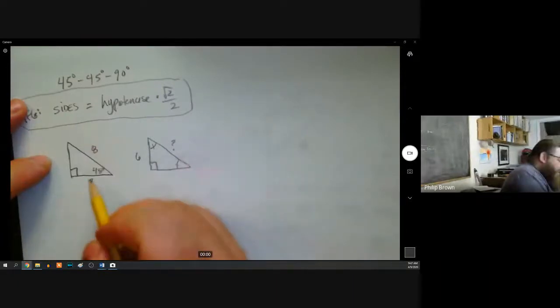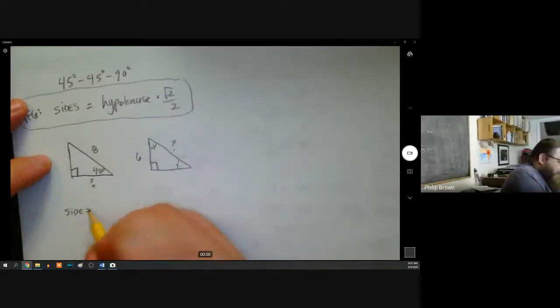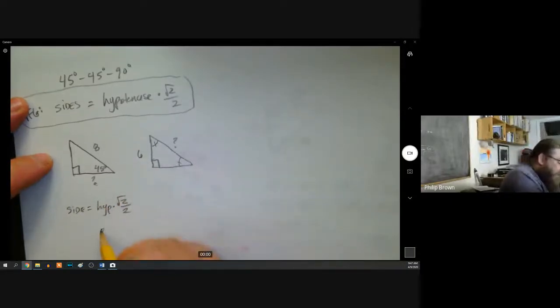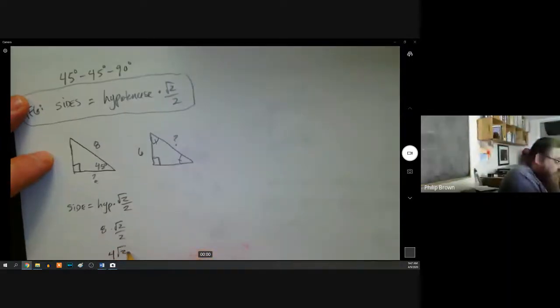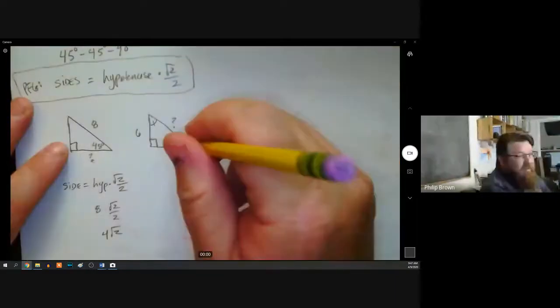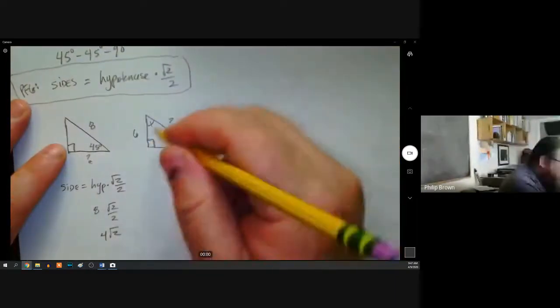This one's really easy because it's already solved for the side. The side is equal to the hypotenuse times the square root of 2 over 2. That's for 45-45-90. So that's 8 times the square root of 2 over 2, which is 4 root 2. Boom, done.